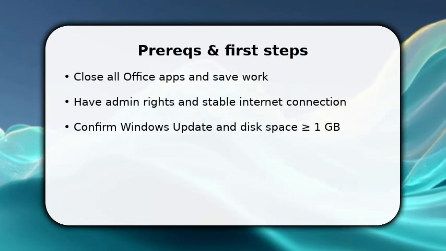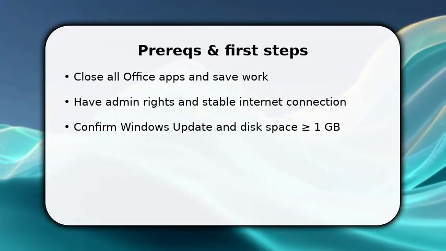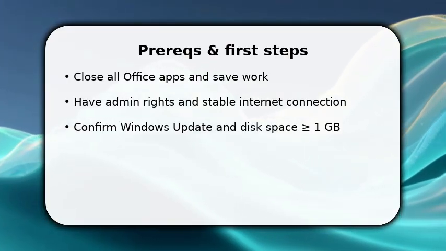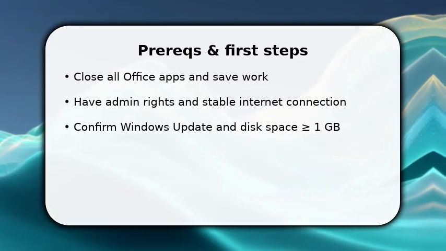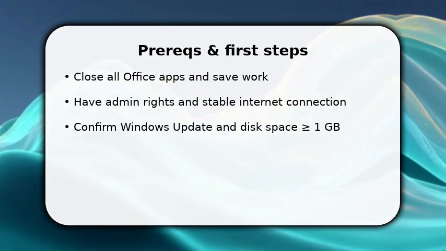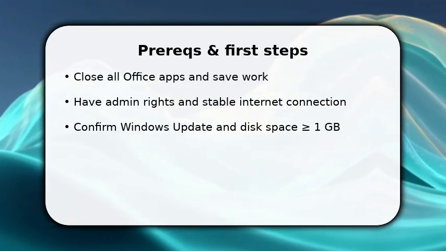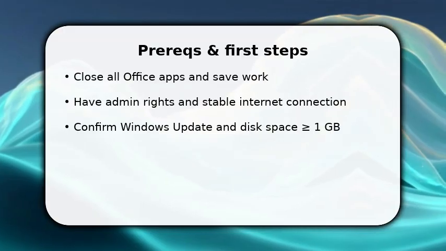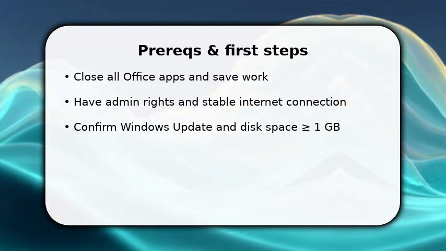You start by closing every Office app so the installer can change files. This avoids conflicts. You need admin rights. If you're not admin, sign in or get credentials. Check that Windows Update is current and that you have at least 1 GB free. Outdated components cause error 30015.